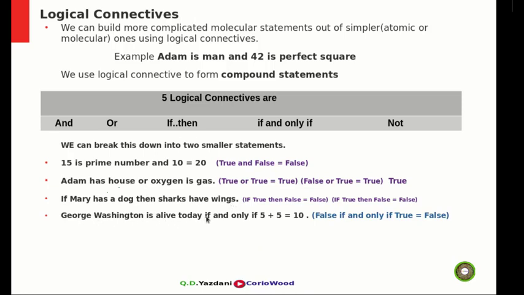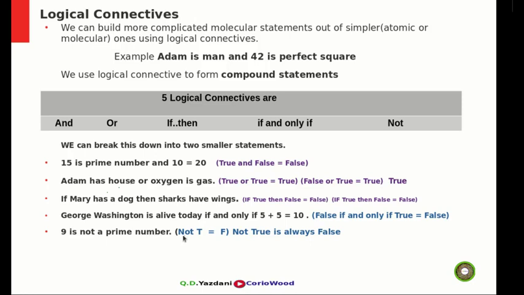George Washington is alive today if and only if 5 plus 5 is equal to 10. So false if and only if true is equal to false. George Washington is alive today is false, because George Washington is not alive today. 5 plus 5 is equal to 10, so this one is correct. The first one is false. If and only if the second one is true, it becomes false. So false if and only if true becomes false.